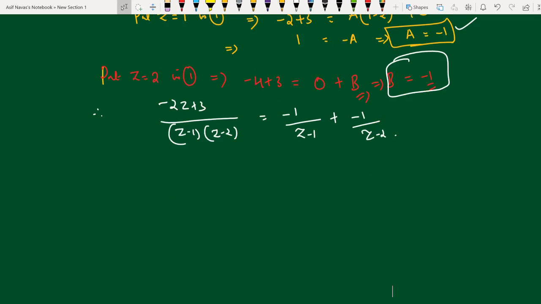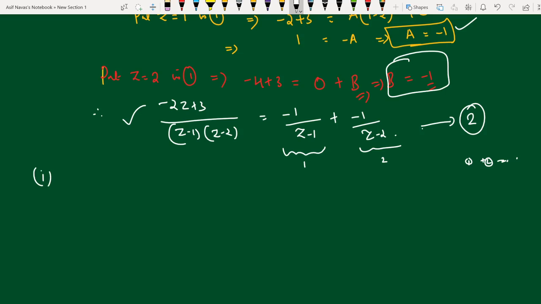Now we want to find the Laurent or Taylor series expansion of this equation number 2. So we will find the Laurent series expansion of this term and also of this term. If we find both series and add them, we will get the Laurent or Taylor series expansion of this function.